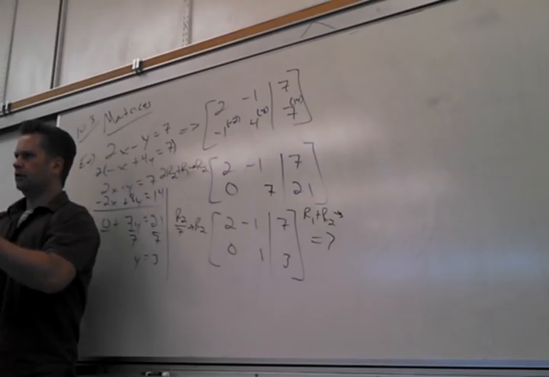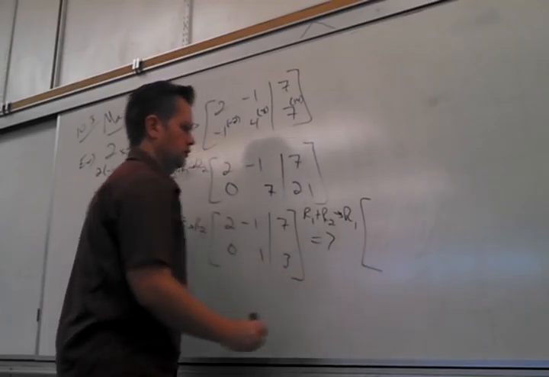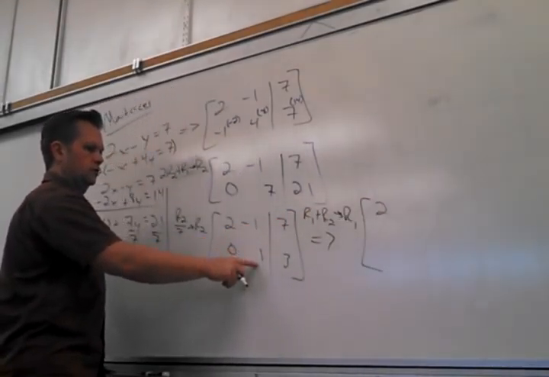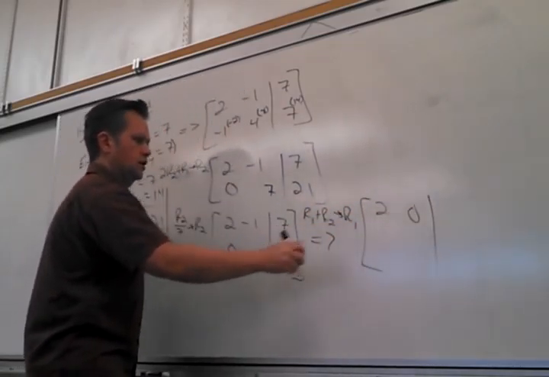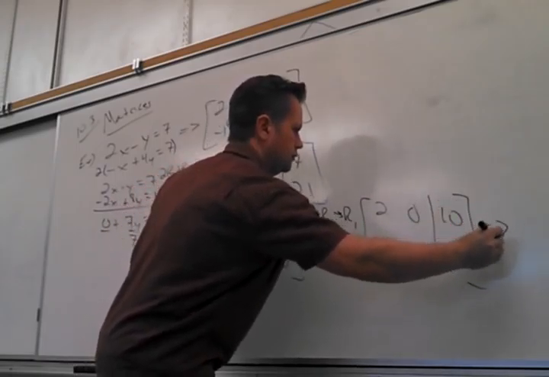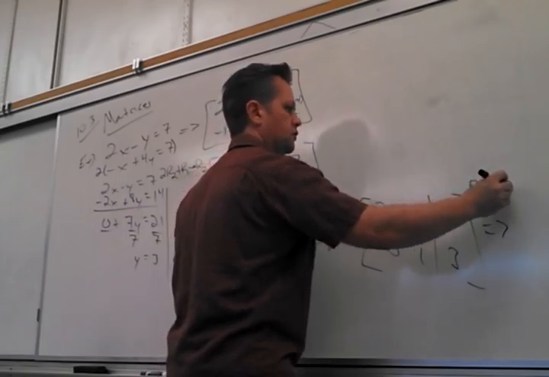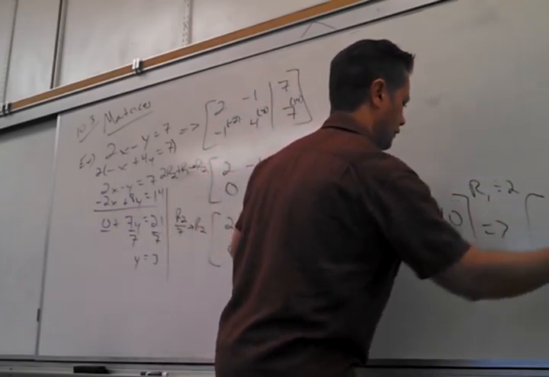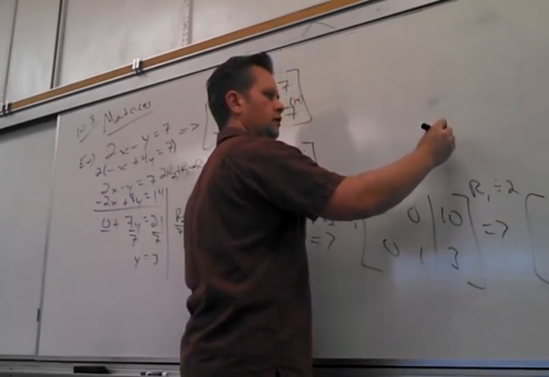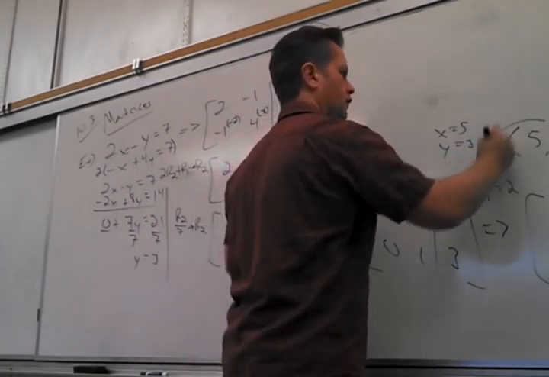You guys kind of with me? So I want to put the answer in row 1. If I add these together, what do I get? 2, 0, 10. And then 0, 1, 3. And then the last thing I do is take row 1 and divide by 2. 1, 0, 5. 0, 1, 3. So what's the answer? X equals 5, y equals 3, or otherwise known as (5, 3).